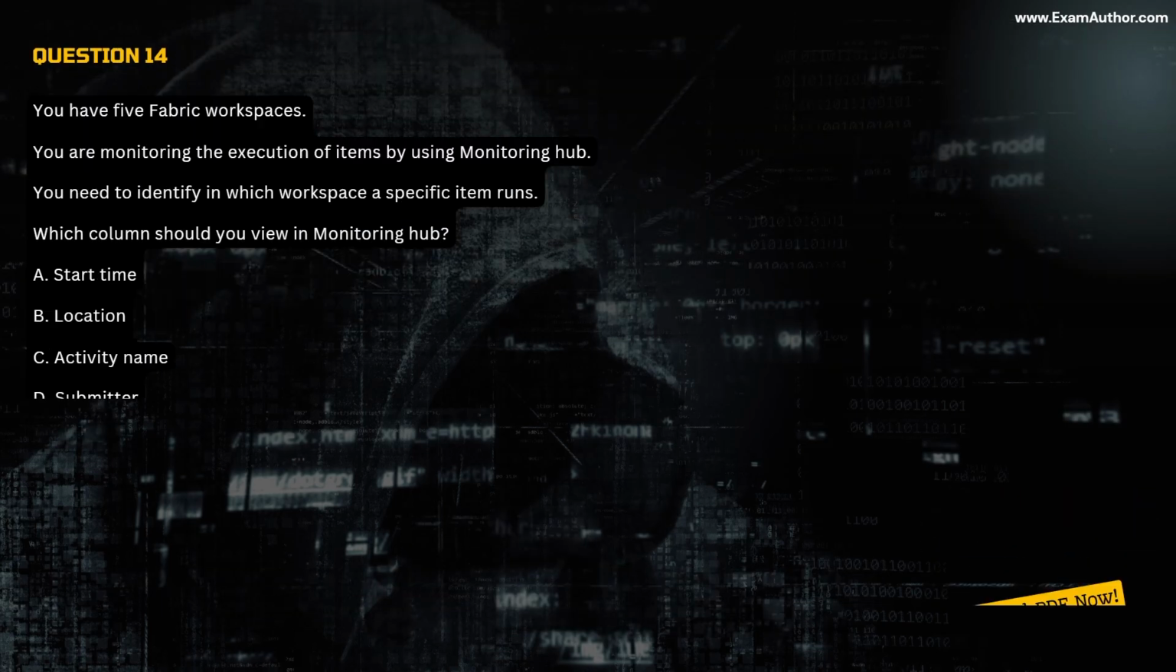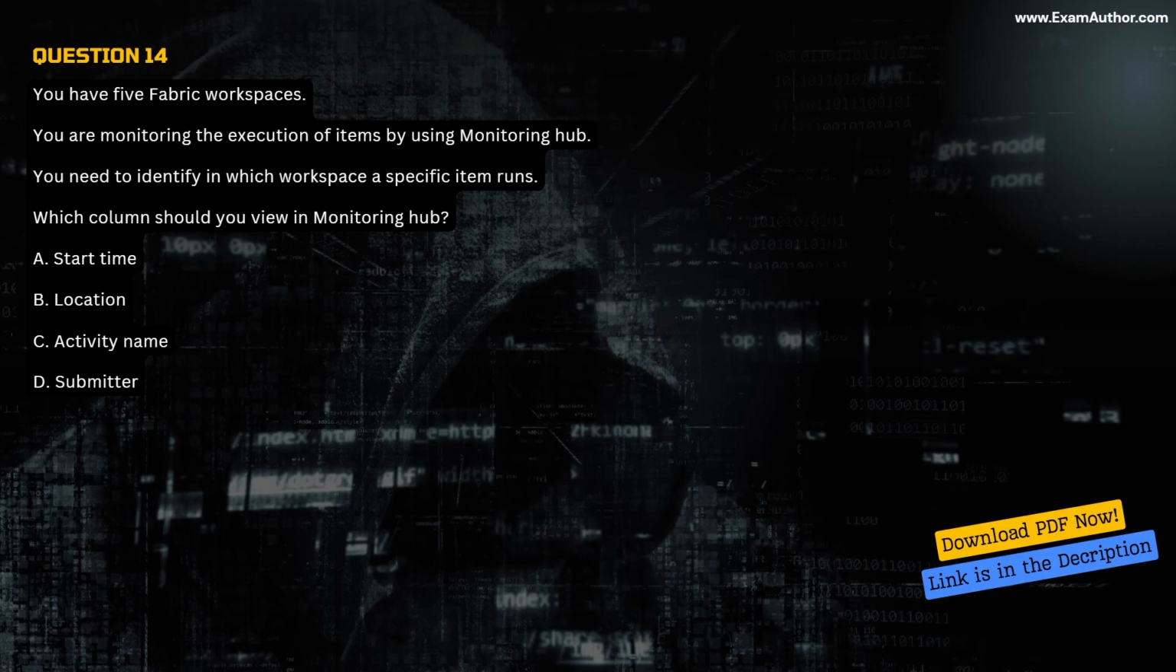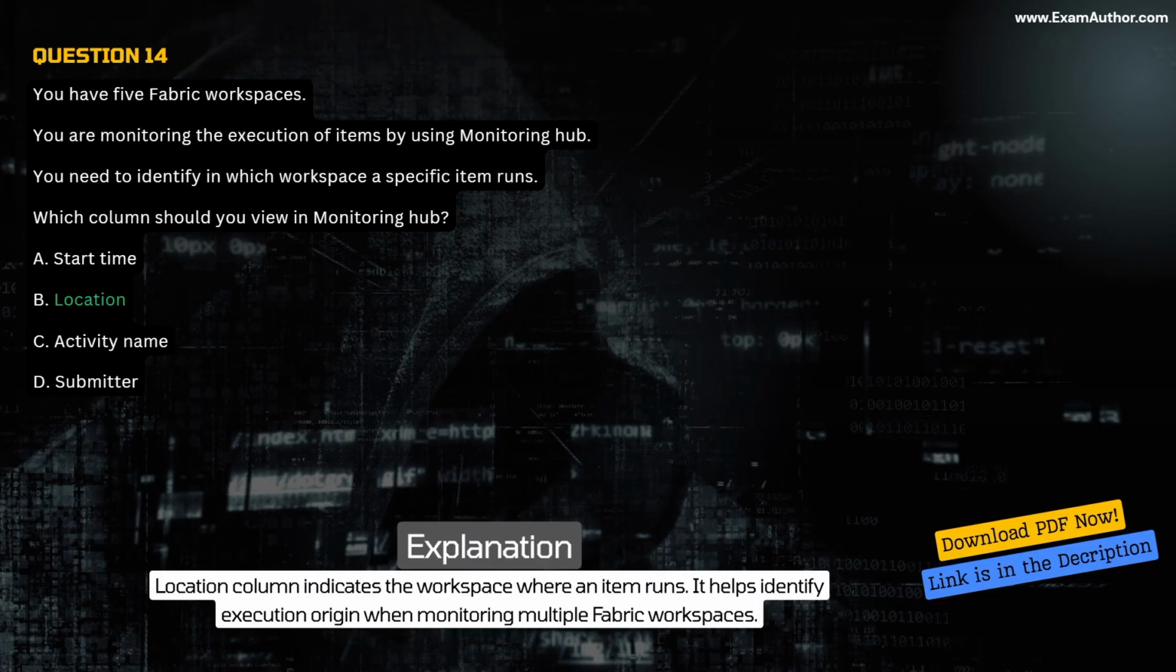Question 14. You have 5 Fabric workspaces. You are monitoring the execution of items by using Monitoring Hub. You need to identify in which workspace a specific item runs. Which column should you view in Monitoring Hub? A. Start time. B. Location. C. Activity name. D. Submitter. Correct answer B. Location. Explanation. Location column indicates the workspace where an item runs. It helps identify execution origin when monitoring multiple Fabric workspaces.